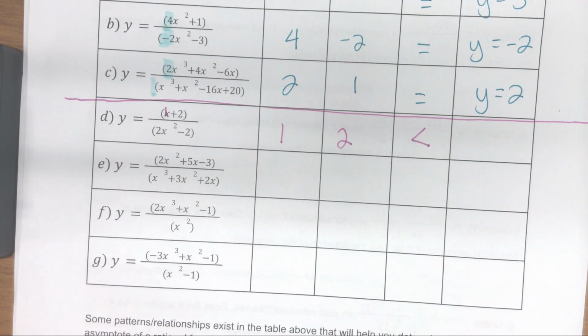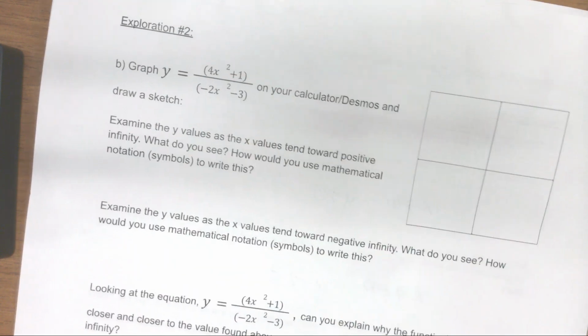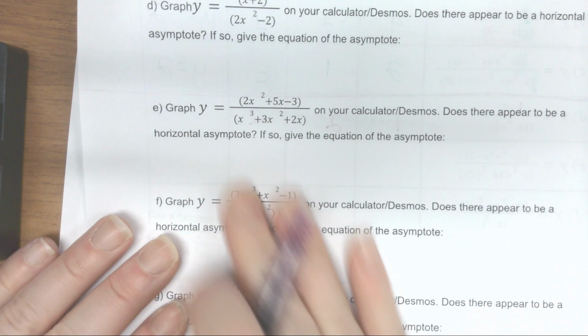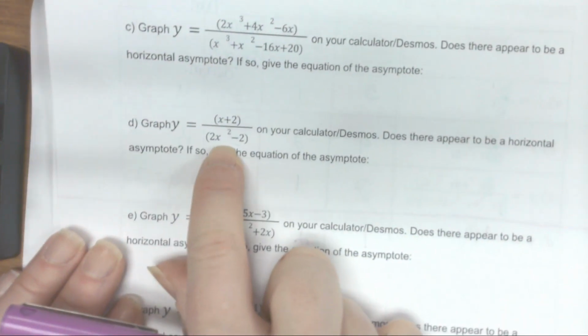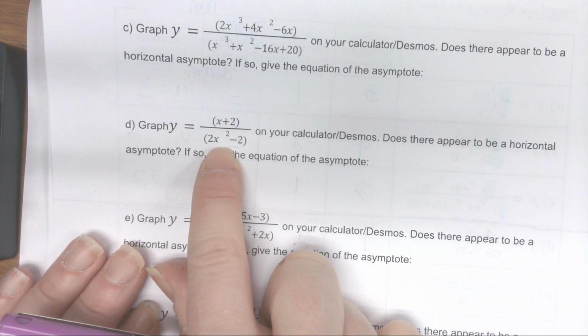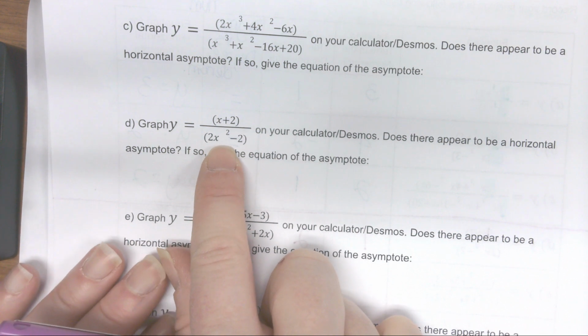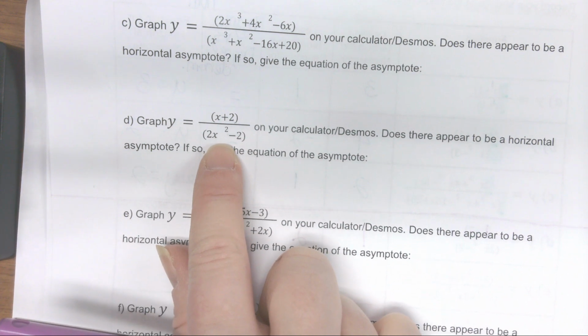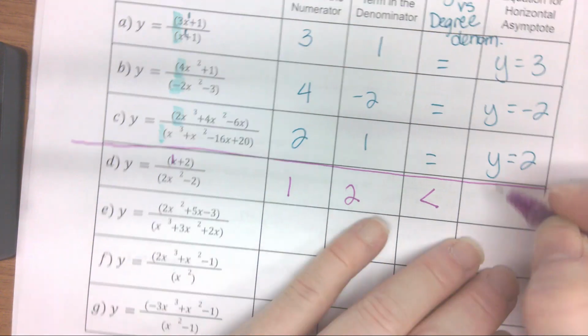Did you guys do D? I need somebody to help me on this. Did anybody do this one? This one was D right there, I'm pretty sure, right? Kimberly, did you get to that one? What did you think the horizontal asymptote was of that one? What was your guess? You were right, okay? She said she put 0. So this had a horizontal asymptote of y equals 0.